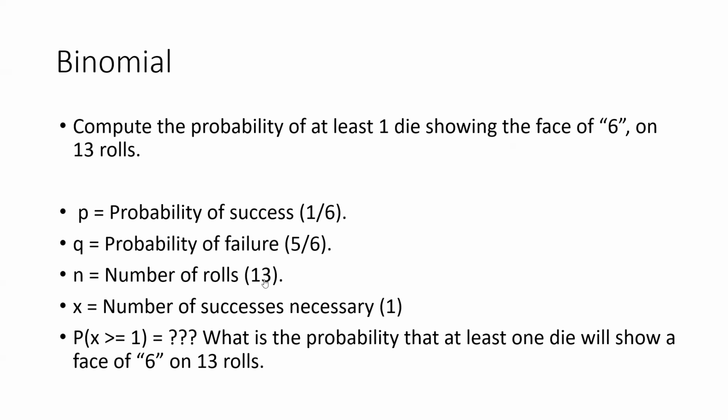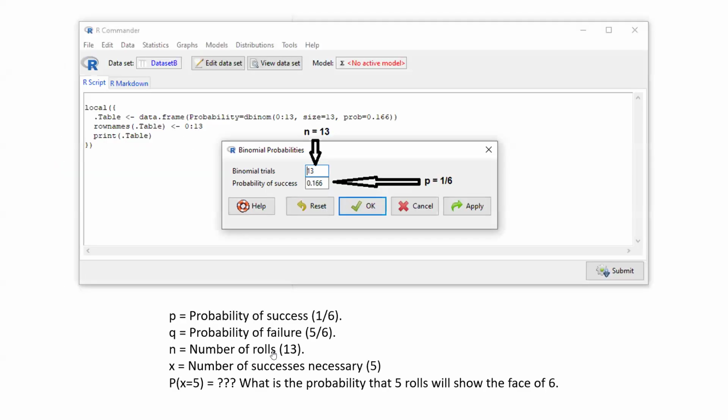We're rolling 13 times, and we're only interested in at least one 6. So it could be one 6, two 6s, three 6s, four 6s, five 6s, all the way up to thirteen 6s. So at least one 6. P(X greater than or equal to 1) is the probability that at least one die will show a face of 6 on 13 rolls. Well, in the case of the prior example, it was the probability that exactly 5 rolls will show the face of 6.